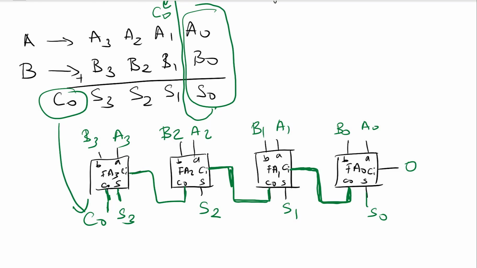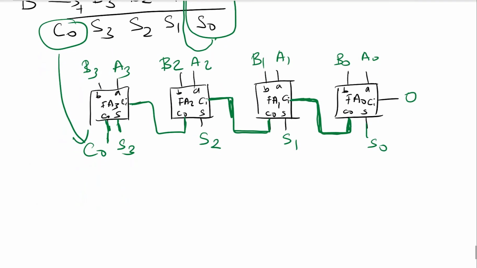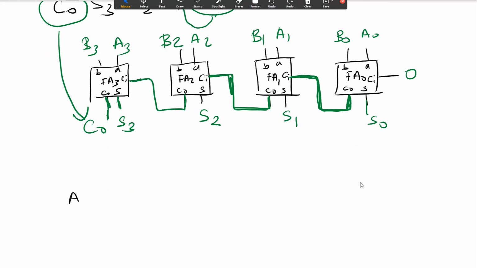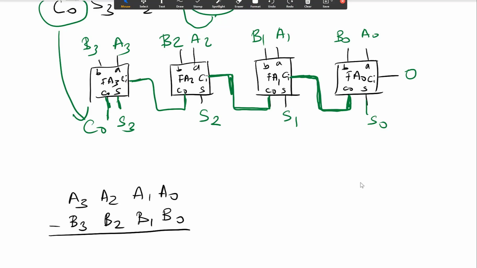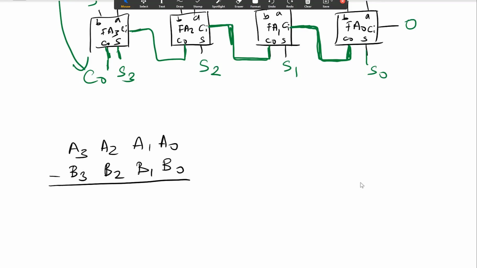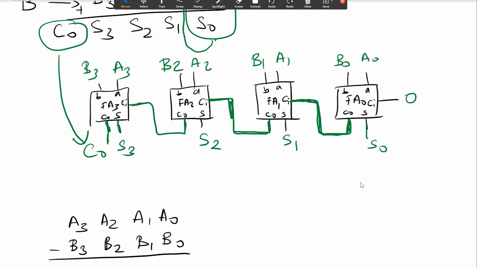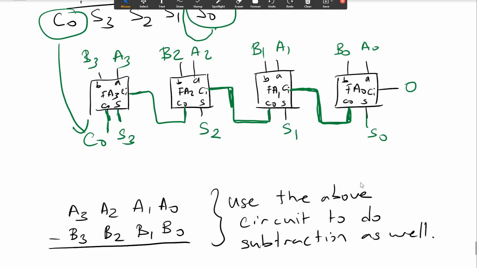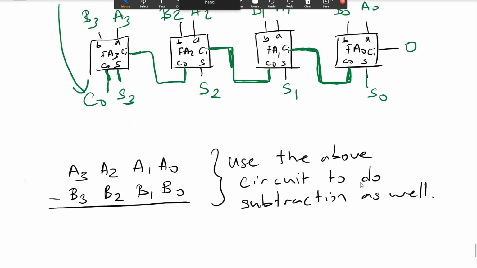Okay, so let's continue. Let's try to implement a subtraction circuit using this adder. So let's say I need to have A3, A2, A1, A0 here, B3, B2, B1, B0 here, and I need to do a subtraction operation. So how can I do the subtraction operation using the same circuit? So what I am trying to do, use the above circuit to do subtraction as well. So we can add some additional gates to this circuit, then we can get a subtractor as well.